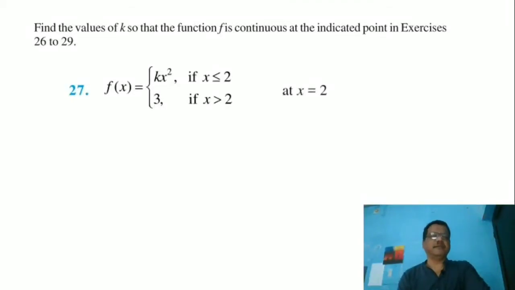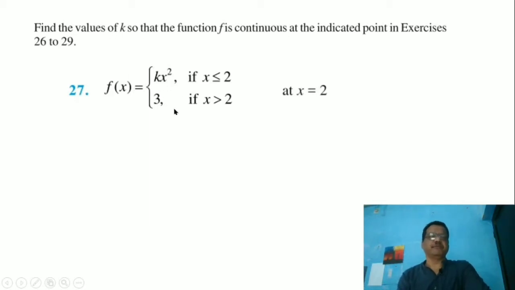So this is question number 27. f(x) is equal to kx² if x is less than or equal to 2, and f(x) is equal to 3 if x is greater than 2. This function is continuous at x equal to 2. That much is given and we have to find the value of k.